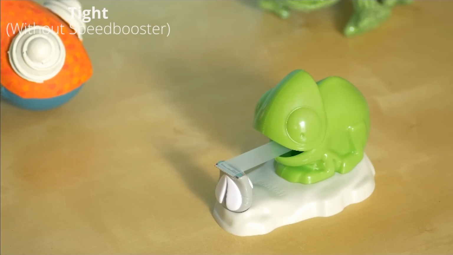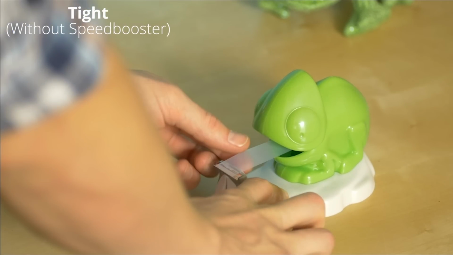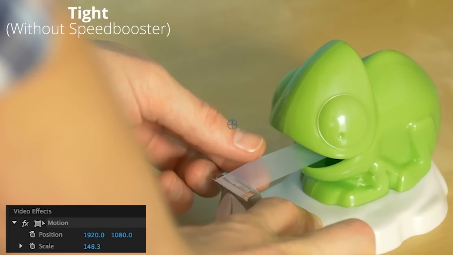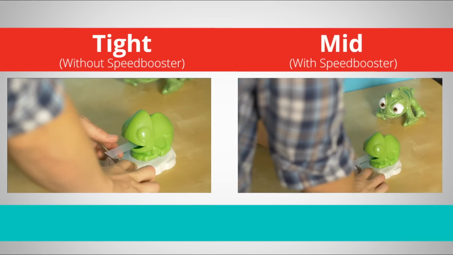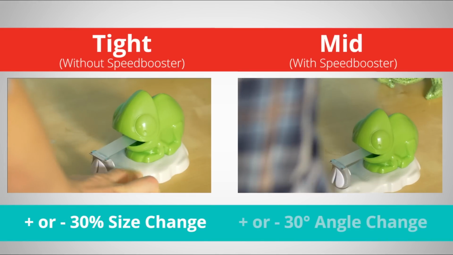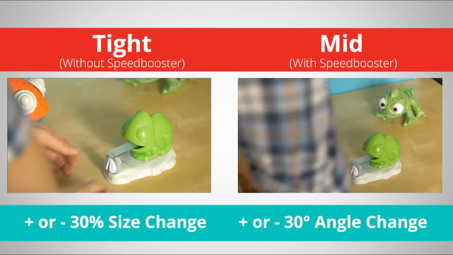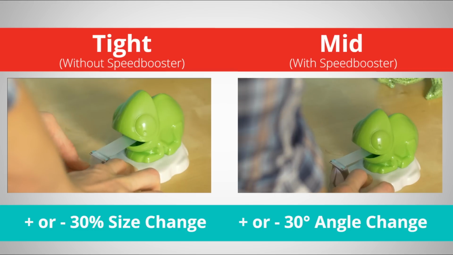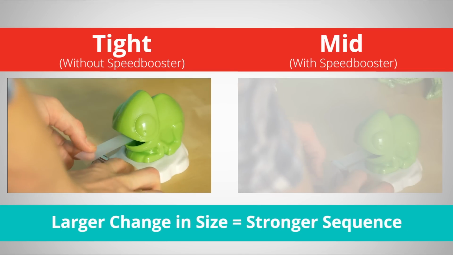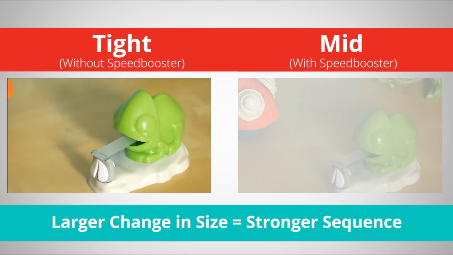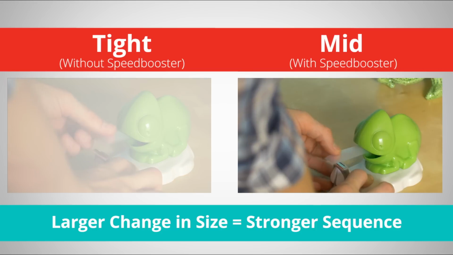I can definitely do this with the non-Speed Booster footage, but I won't have as big of a compositional difference, which means I'll have to scale in way more if I want to avoid a jump cut. A general rule of thumb is that a 30% size or 30 degree change is the minimum you'd need to avoid a jump cut. And in the shot without the Speed Booster, this 30% size change definitely isn't as smooth or intentional looking as it is in the shot taken with the Speed Booster.